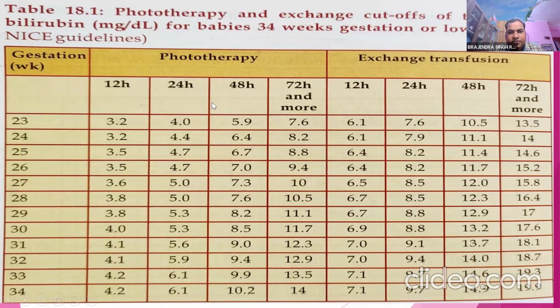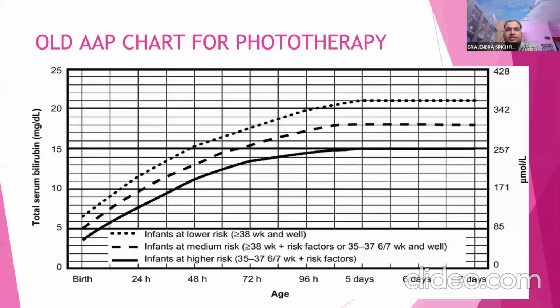This means for each gestational age, for different durations of time after birth, phototherapy cutoffs are there, exchange transfusion cutoffs are there. So we can also refer to this table for less than 35 weeks. This is a very important chart we are using a lot.